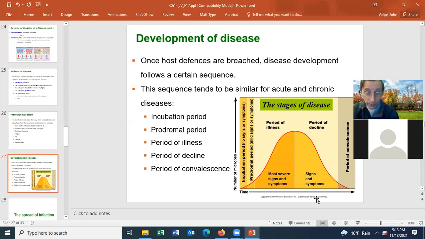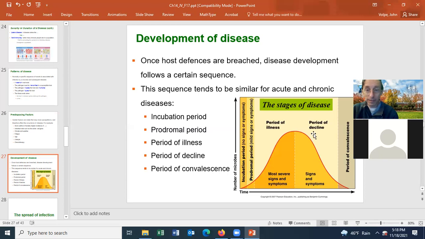Okay, here's a question for you. In which period of disease are you no longer communicable? Is it the period of incubation, the prodromal period, the period of illness, the period of decline, or the period of convalescence? What's your guess? The period of decline.